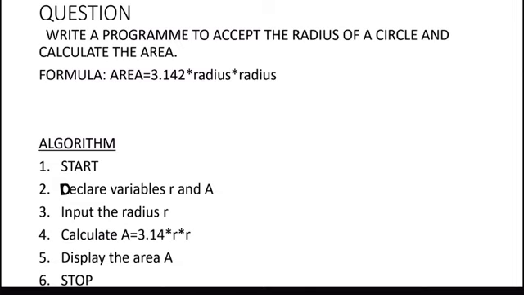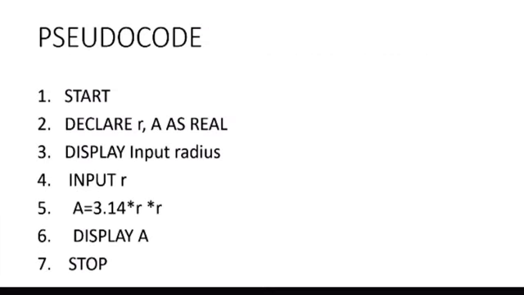Next is the pseudocode. A pseudocode is a simple way of writing program instructions using plain English. It is very important because it helps programmers plan their code without worrying about programming syntax. It also makes it easier to convert the solution into any programming language. And finally, we write our flowchart.